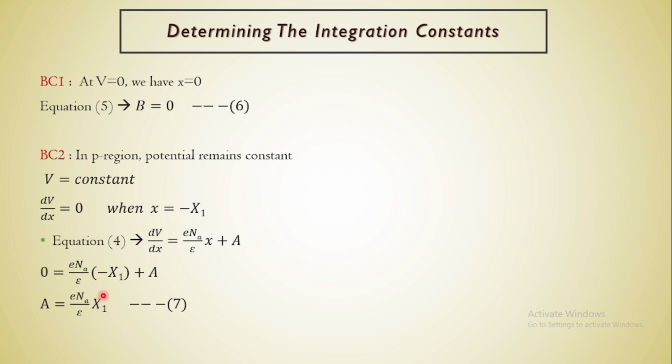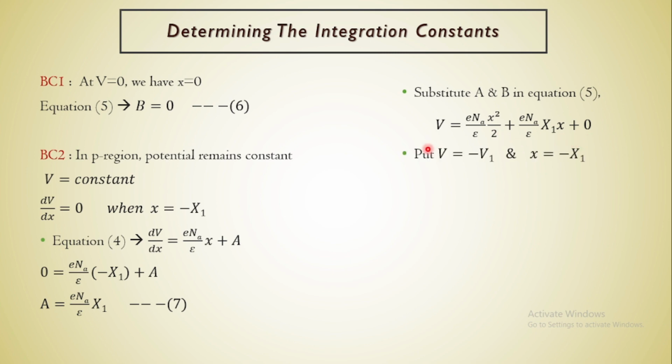So finally, making use of the boundary conditions, we have found the values of the integration constants. Then we need to substitute the values of a and b in equation number 5, which gives us the value of v. So v will be equal to ENA by epsilon x square by 2 plus, in place of a, ENA by epsilon into x1 into x, plus b is 0. And when we put the value of v as minus v1, that is in the P region, and x is equal to minus x1, the above equation becomes minus v1 is equal to the constant as it is.